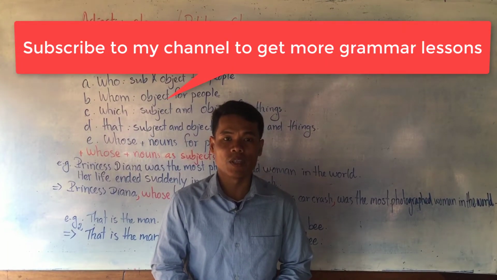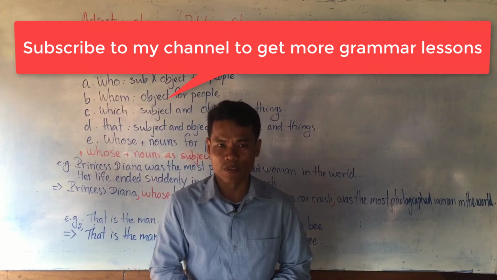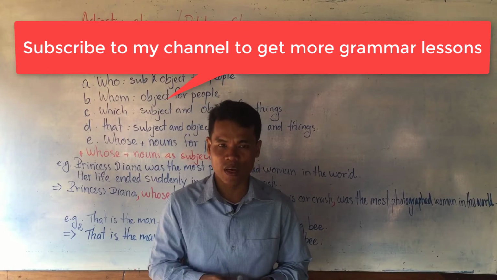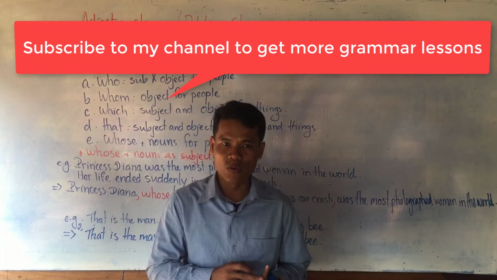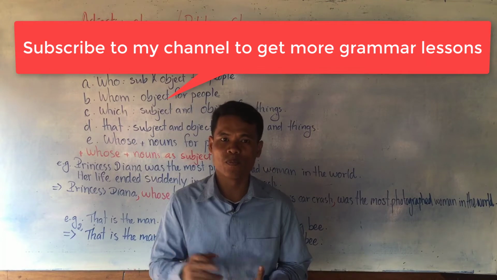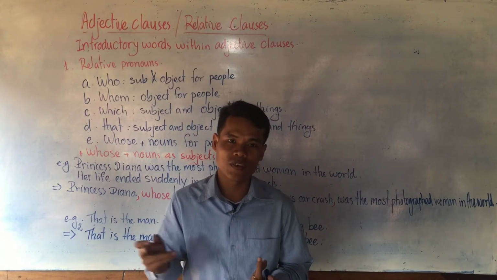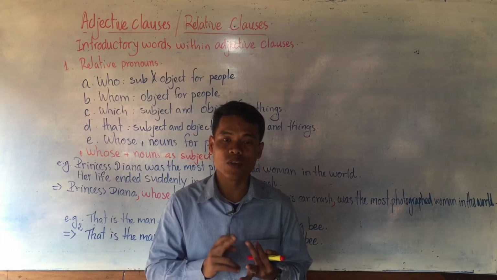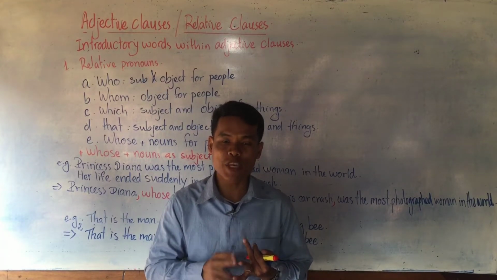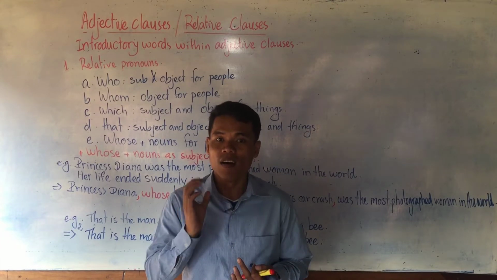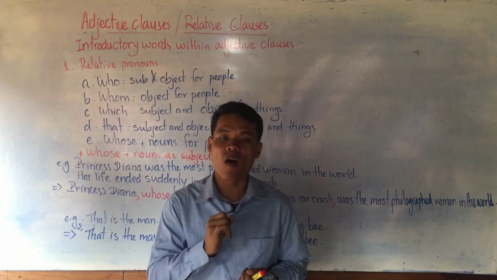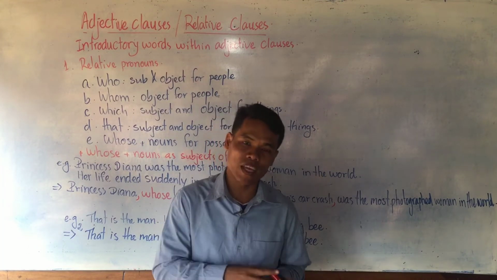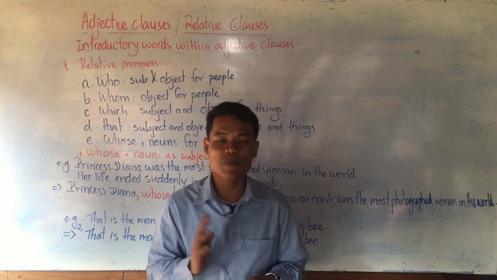In today's video, I'm going to teach you the last relative pronouns. How many relative pronouns have you learned so far? One: who, whom, which, and that. Who and whom are used for people or for a person. Which is used for things. That is used both for things and people.